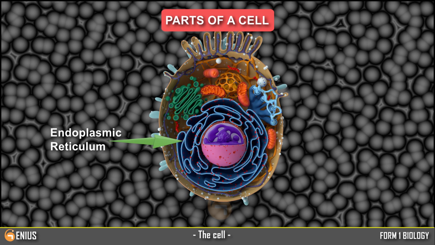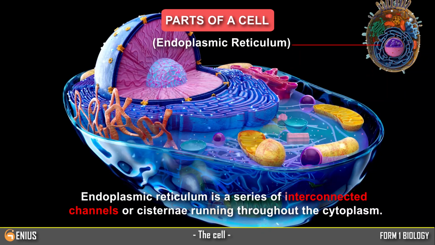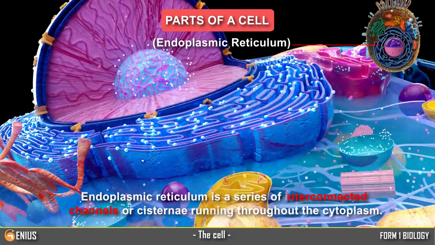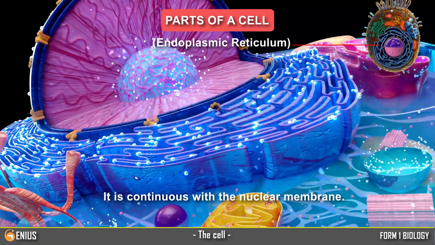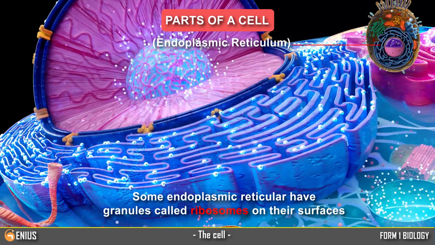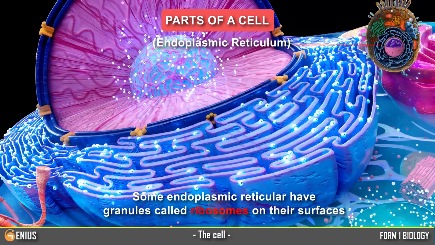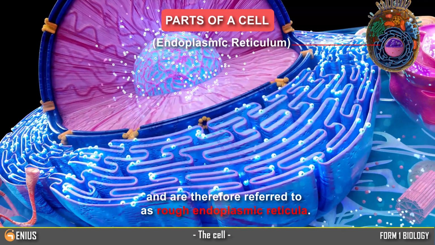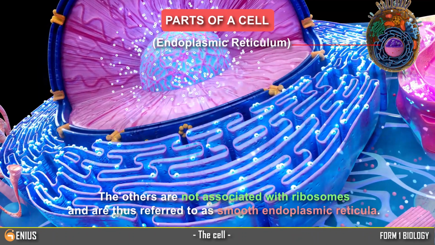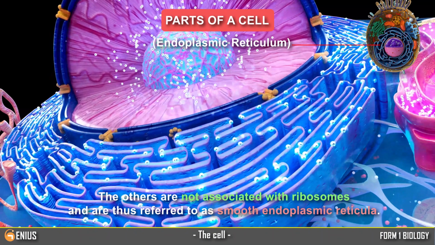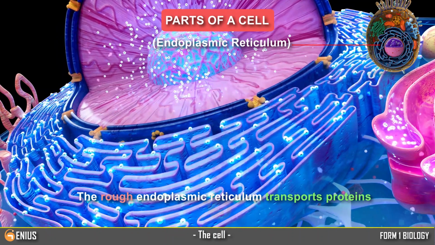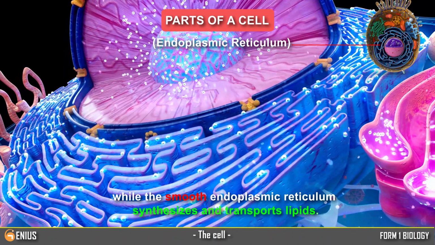Endoplasmic reticulum. Endoplasmic reticulum is a series of interconnected channels or cisternae running throughout the cytoplasm. It is continuous with the nuclear membrane. Some endoplasmic reticula have granules called ribosomes on their surfaces and are therefore referred to as rough endoplasmic reticula. The others are not associated with ribosomes and are thus referred to as smooth endoplasmic reticula. The rough endoplasmic reticulum transports proteins while the smooth endoplasmic reticulum synthesizes and transports lipids.